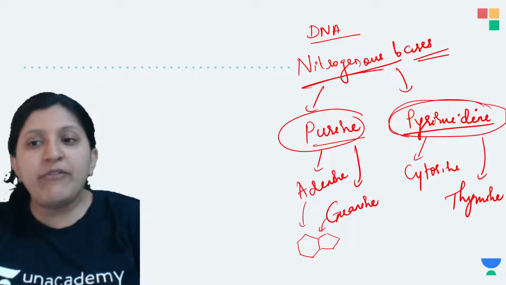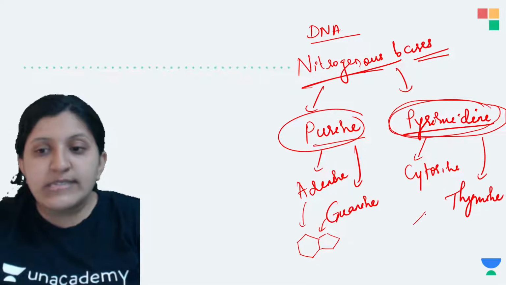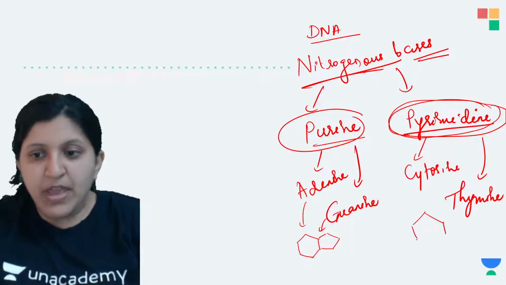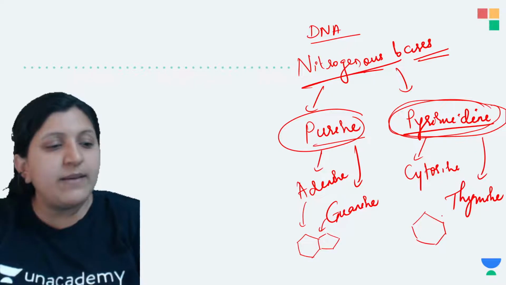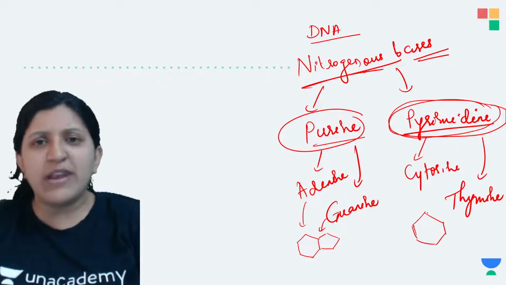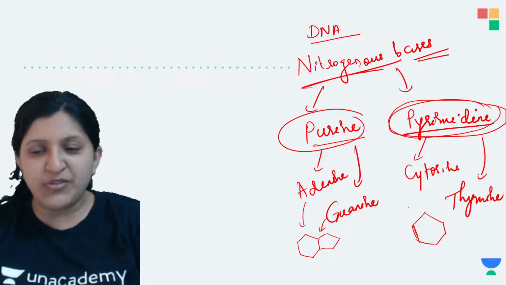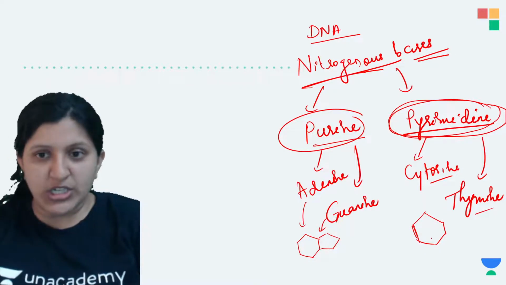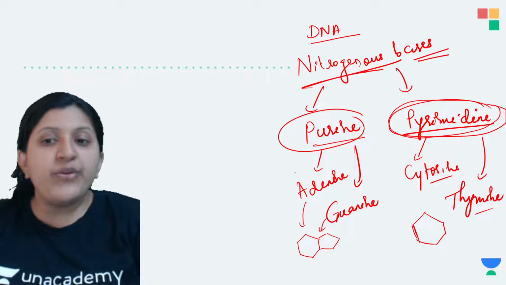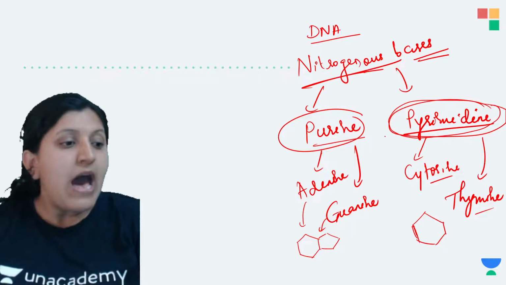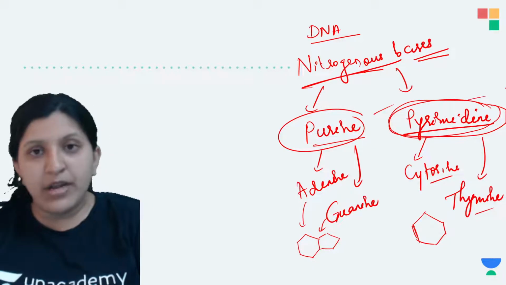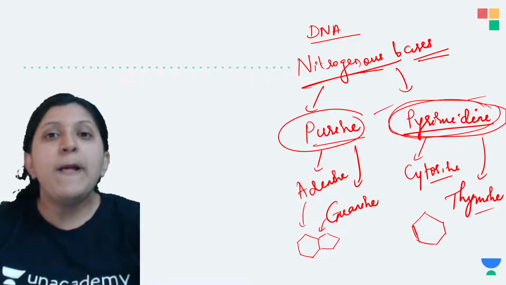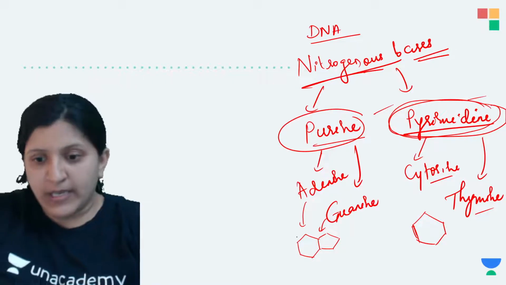Now pyrimidine, when we mention, is just a single ring structure. So you can see longer name is there, smaller structure is here, so you can remember that anyway. Cytosine and thymine are single ring structures. Now we will see how exactly this purine and pyrimidine are going to make a bond with each other to form DNA.